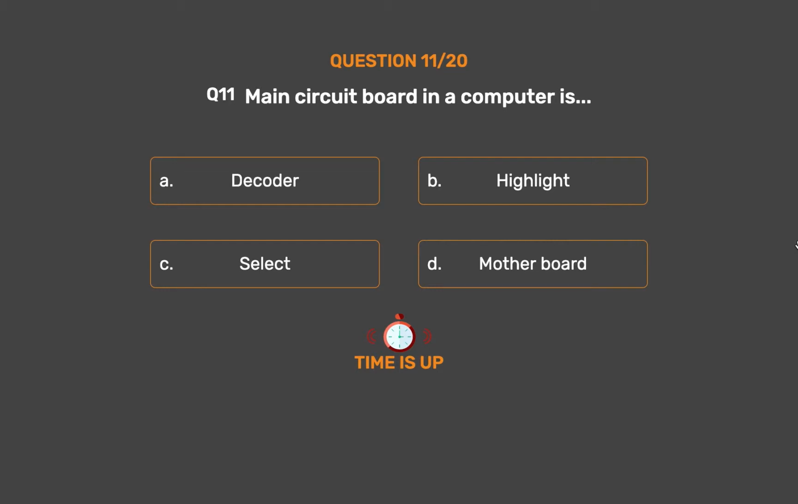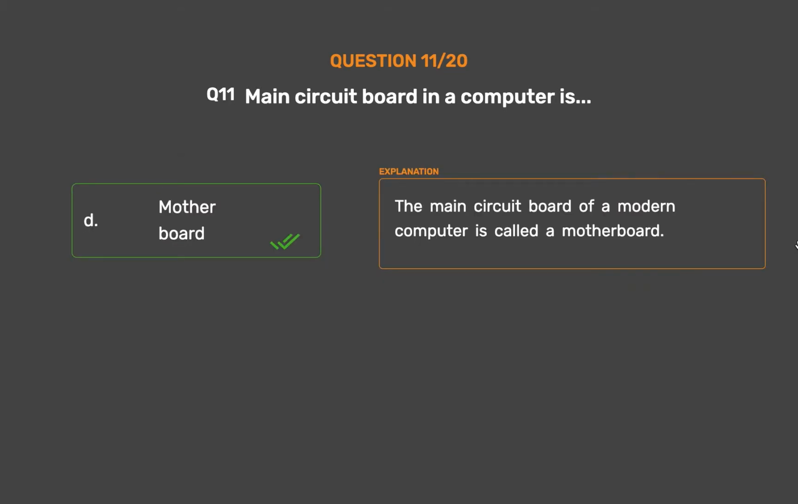The correct answer is option D, motherboard. The main circuit board of a modern computer is called a motherboard.